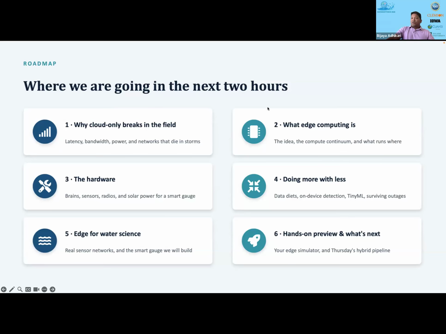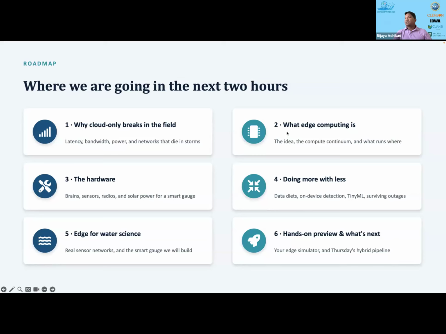Okay, so this is the roadmap for the next 2 hours. First, we'll try to understand the motivation behind cloud computing, and why the cloud-only model can break in the field. There are issues with latency, bandwidth, power, and networks. You can imagine if there's a big storm or a big flood, networks might fail. If there is a wired communication between the sensor and the local small computer, that could fail. So there are constraints when it's cloud only. If the computing is only done on the cloud, it may not be possible.